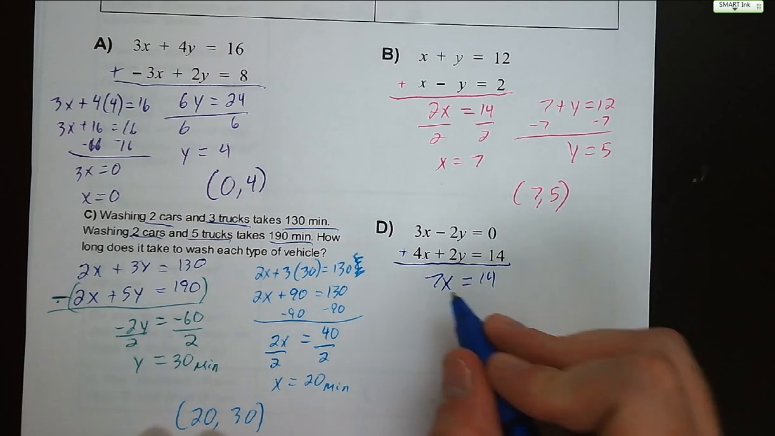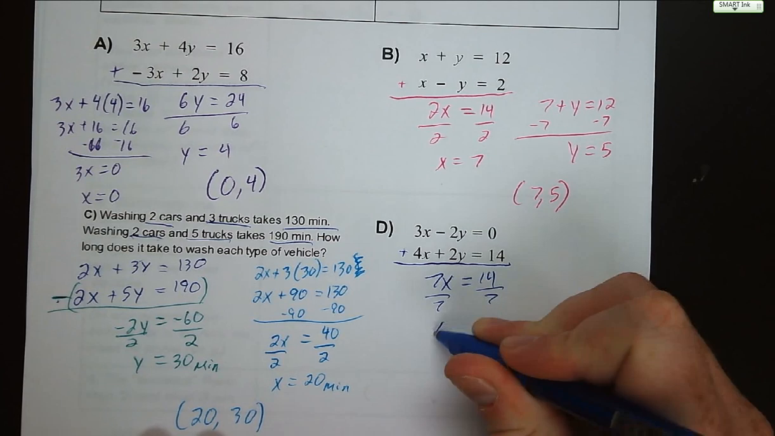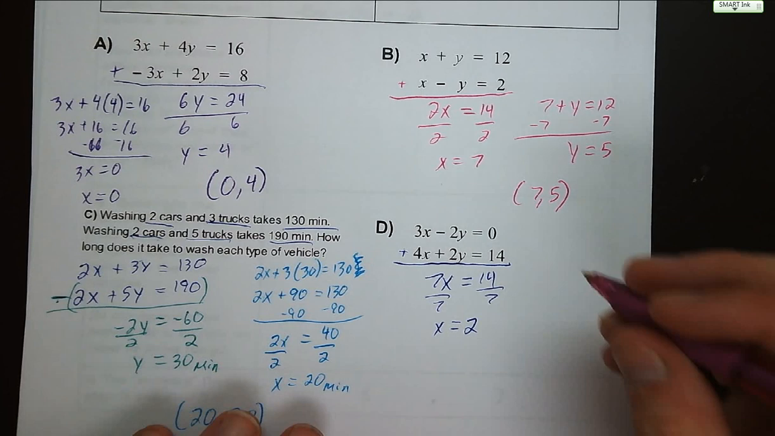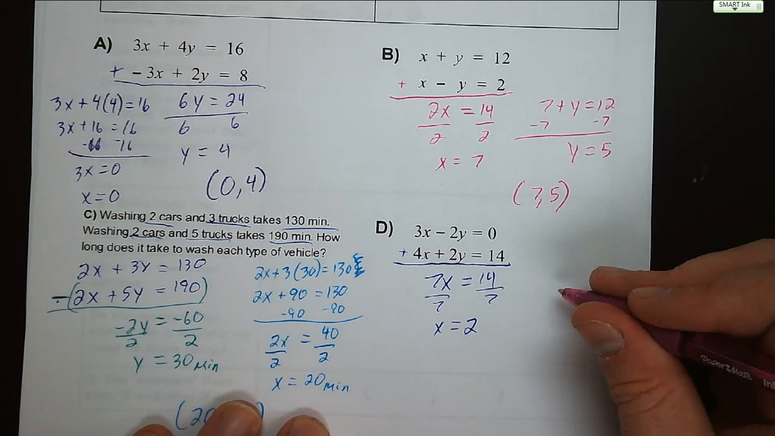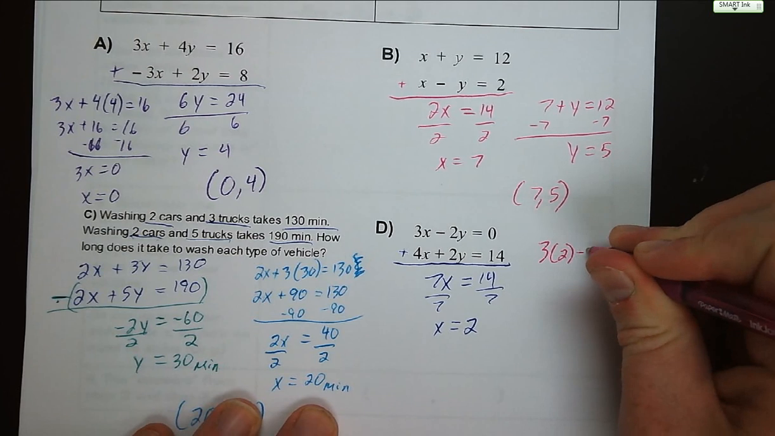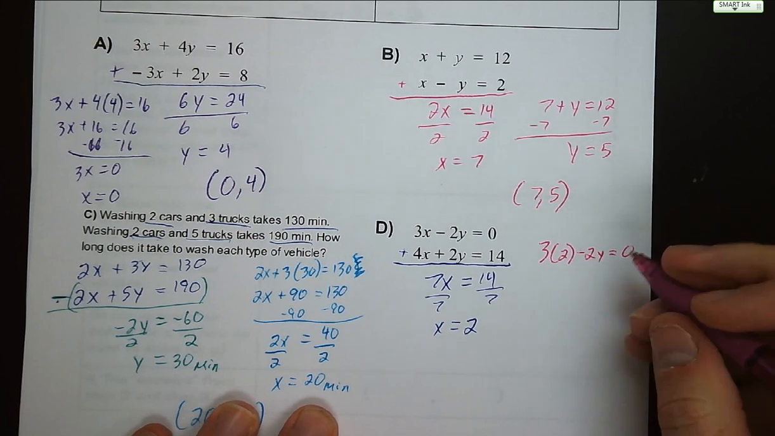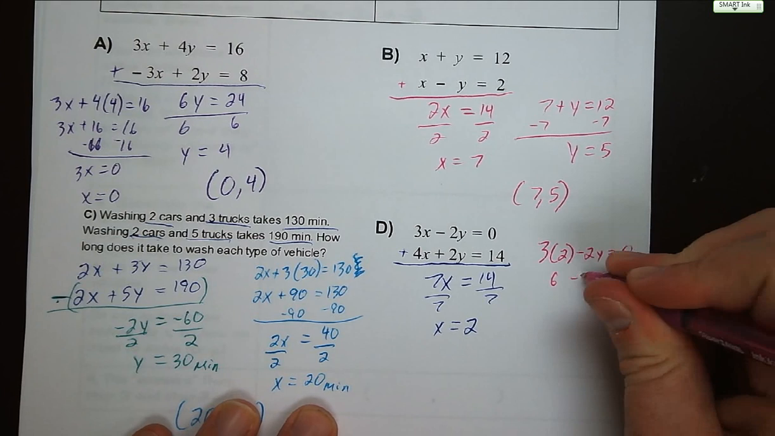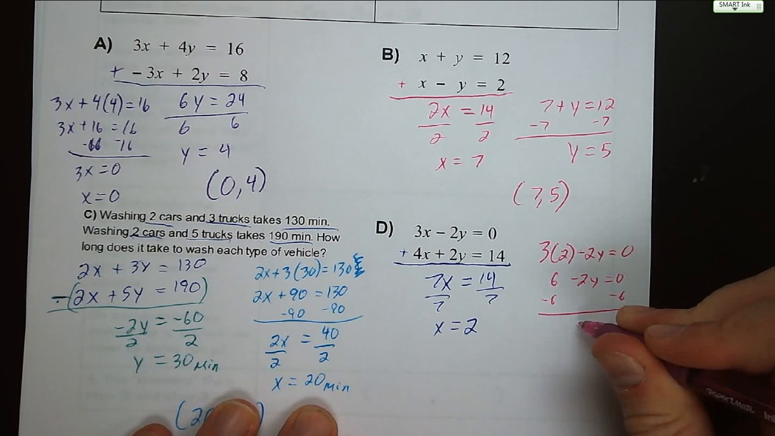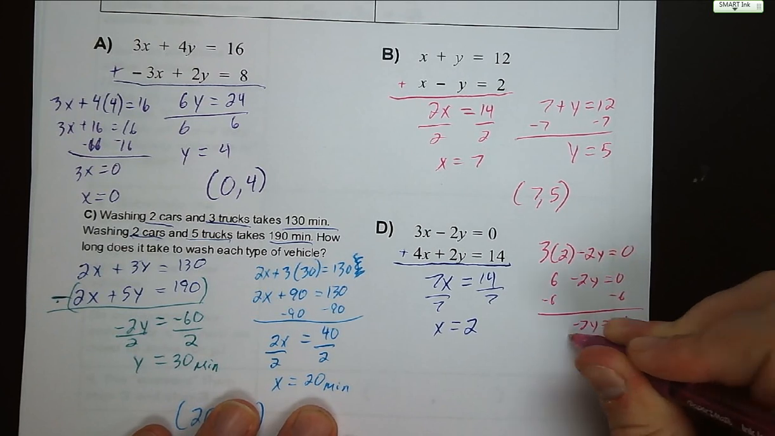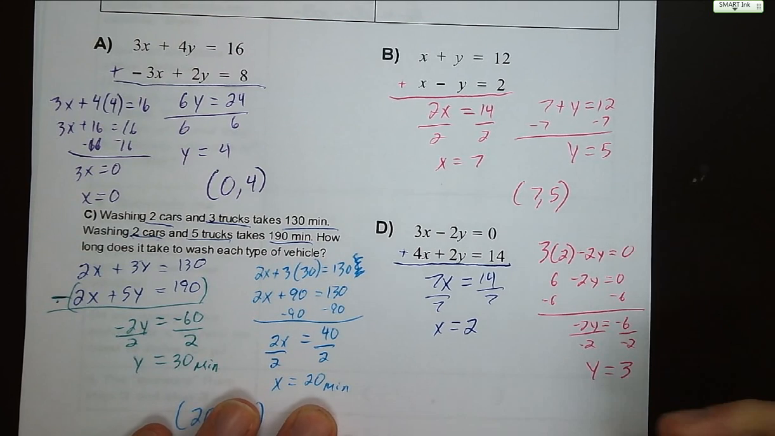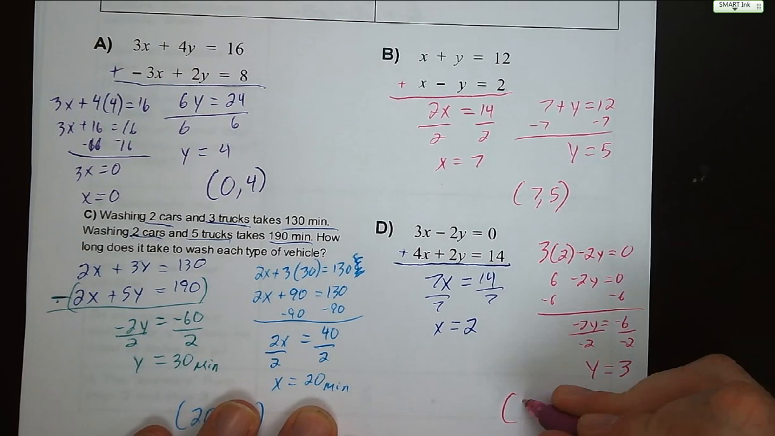Divide both sides of our equation by 7. X is equal to 2. Now we plug that back into one of our two equations. So we have 3 times 2 minus 2y equals 0. 3 times 2 is 6, minus 2y equals 0. Minus 6, minus 6. Negative 2y equals negative 6. Divide by negative 2. Y equals 3. So your ordered pair for letter D is 2, 3.